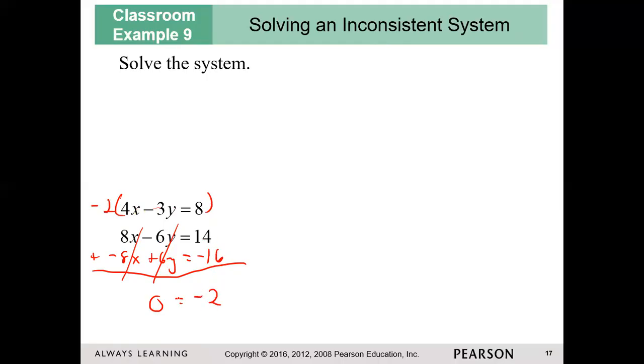And the last time this happened in chapter 1, when we were solving an equation and the variables disappeared and we were left with a false statement, like 0 is equal to -2 is a false statement. This led to the empty set, no solution, okay? So the same thing is true here. When you're solving these inconsistent systems, you're going to get a 0 on one side and some other number on the other side, and that's going to lead to obviously a false situation. 0 is equal to 0 and nothing else.